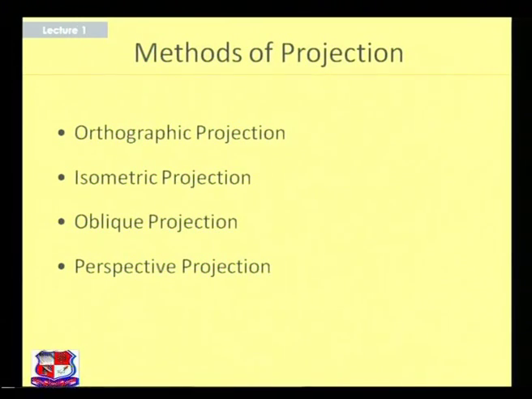Now the next one is the perspective projection. Perspective projection has converging rays, meaning the rays start from different points but end at a single point, which is called the station point.